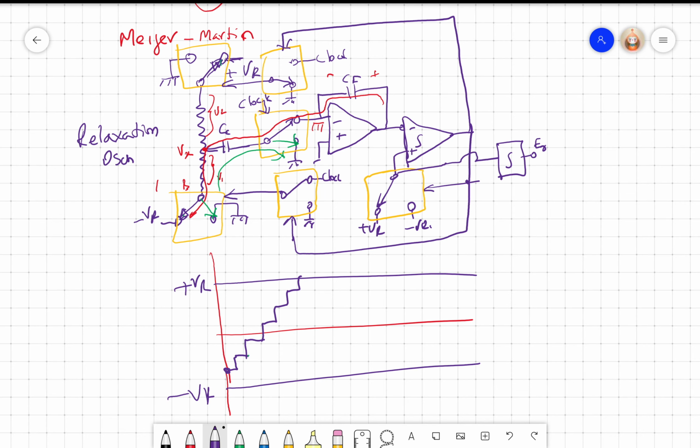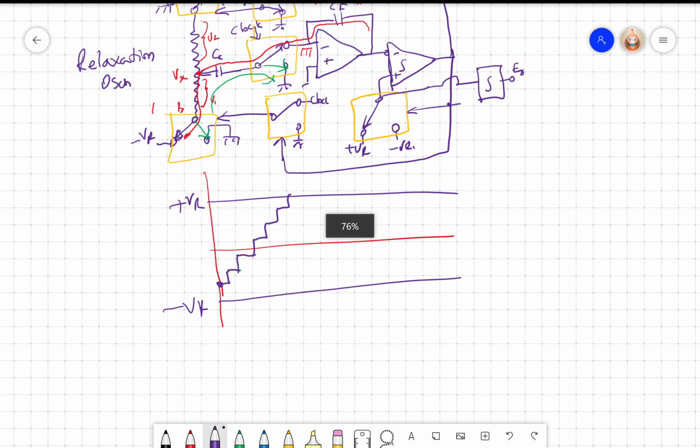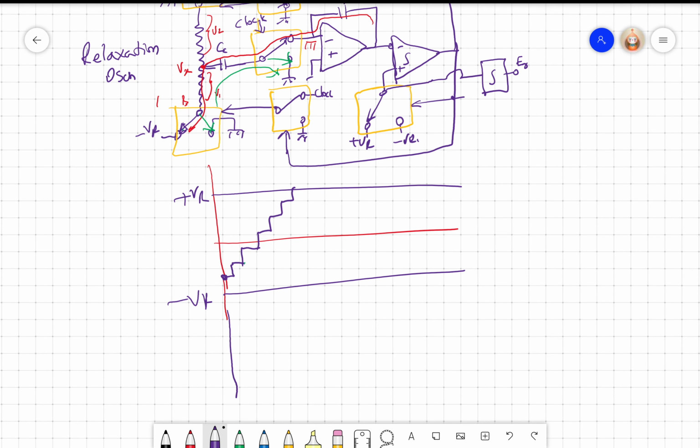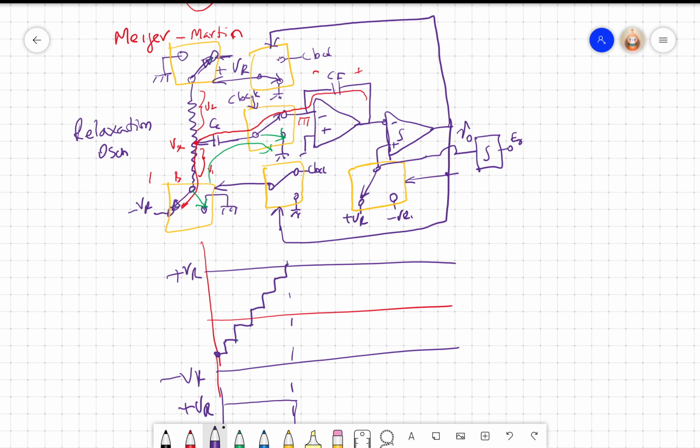The moment that it reaches more than VR, please remember, this is inverting input, this is VR. The moment inverting input is more than the non-inverting input, this will shift. So far it was plus VR, and the moment it goes, this switch I am talking about, I'll call this V0. So this is V0. We'll switch to, this is plus VR, this is minus VR. Now the moment it switches to minus VR, what will happen?